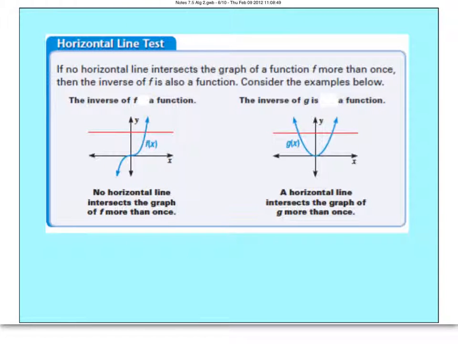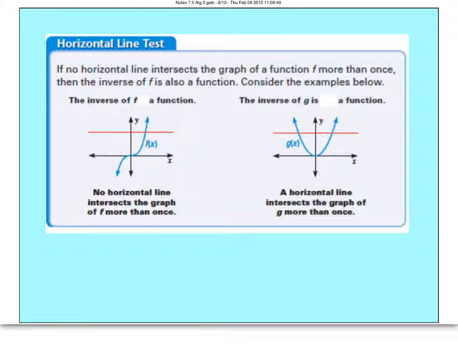Learning objective E is to tell if the inverse of a graph is actually a function. So assume we were given a particular equation, and we found its inverse. They're going to want to say, hey, is this inverse a function? Remember, the definition of a function is that it passes the vertical line test.